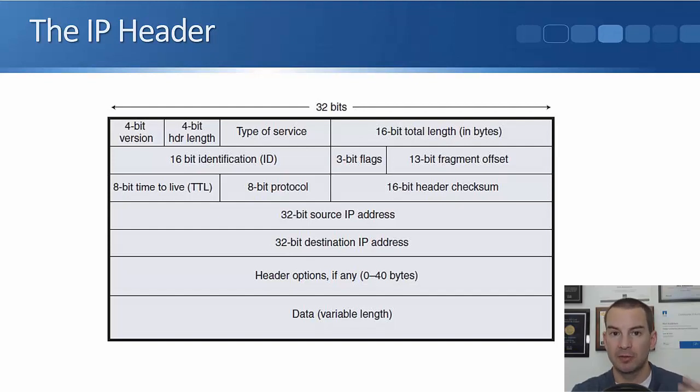Next, we have the source IP address, specifying where the packet came from, and then the destination IP address, specifying where the packet is going to. The next field is the header options, where we can put in additional information. It's not commonly used. And finally, we have the data, the rest of the packet.